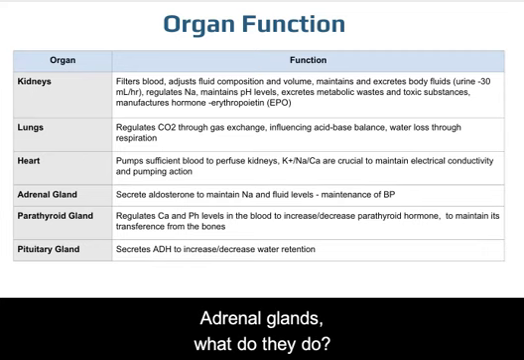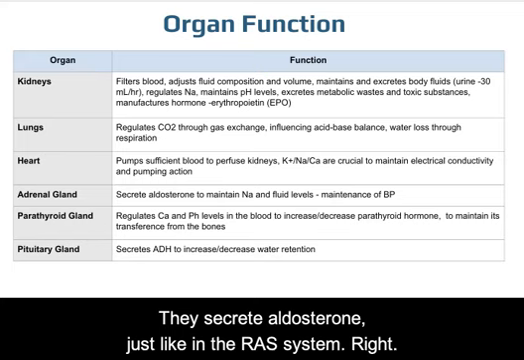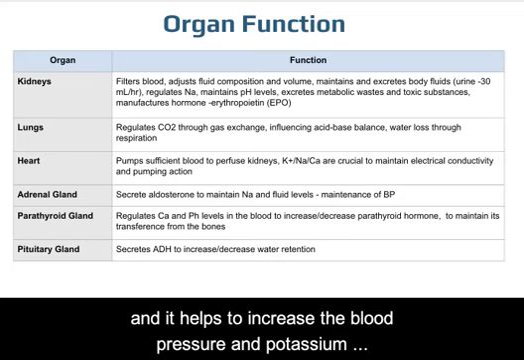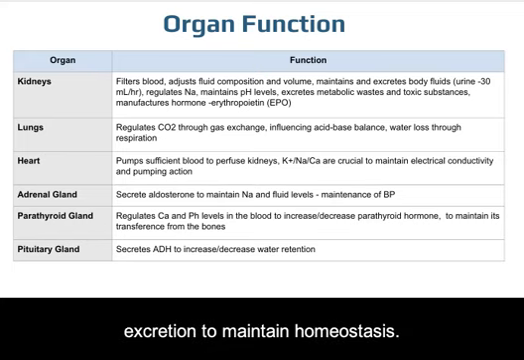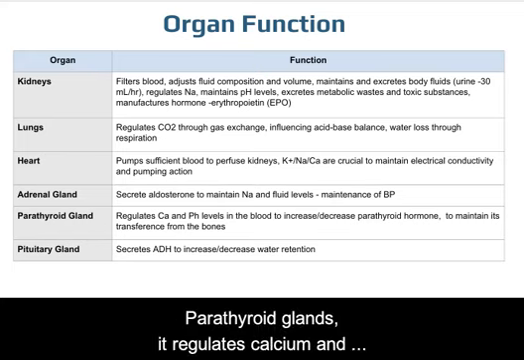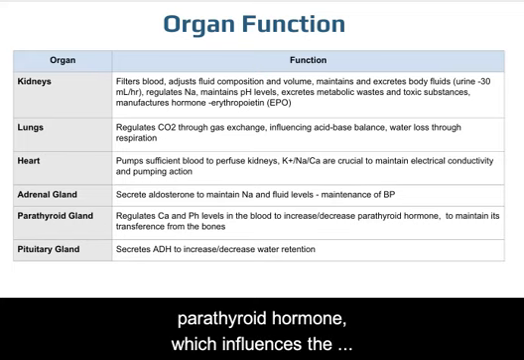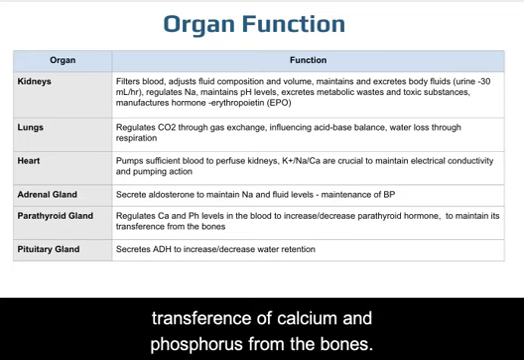Adrenal glands, what do they do? They secrete aldosterone, just like in the RAS system, right? When blood pressure is low, it retains sodium and water, which helps to increase the blood pressure, and it promotes potassium excretion to maintain homeostasis. Parathyroid glands regulate calcium and phosphorus levels in the blood by increasing and decreasing parathyroid hormone, which influences the transference of calcium and phosphorus from the bones.